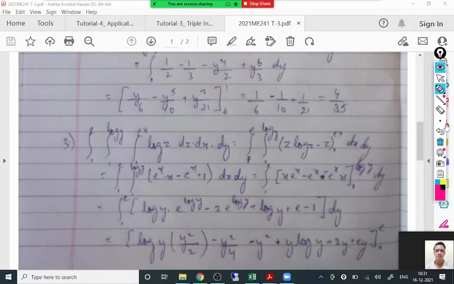So let me start this question. Question number 3, where the limits are 1 to e, 1 to log y, and I think log y to e raised to x, and the order is fixed dz dx dy. So first we want the integral of log z. This is an uncommon function, because there are very rare examples where you require log x integration. But yes, you can consider it as a standard function, and the integration is z log z minus z. That's correct, the integral is replaced.